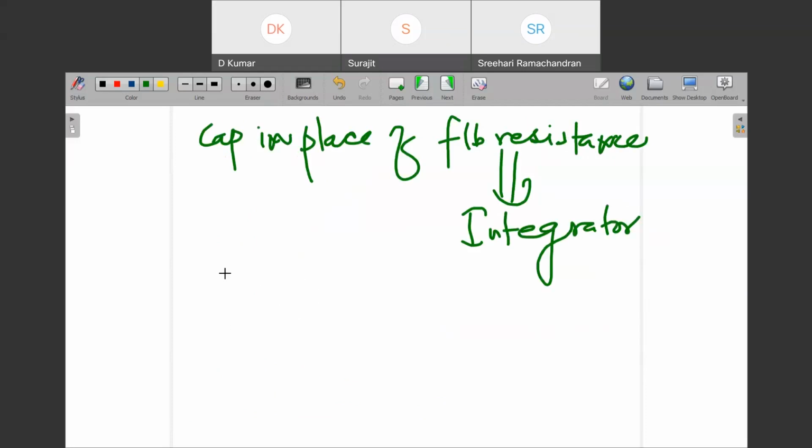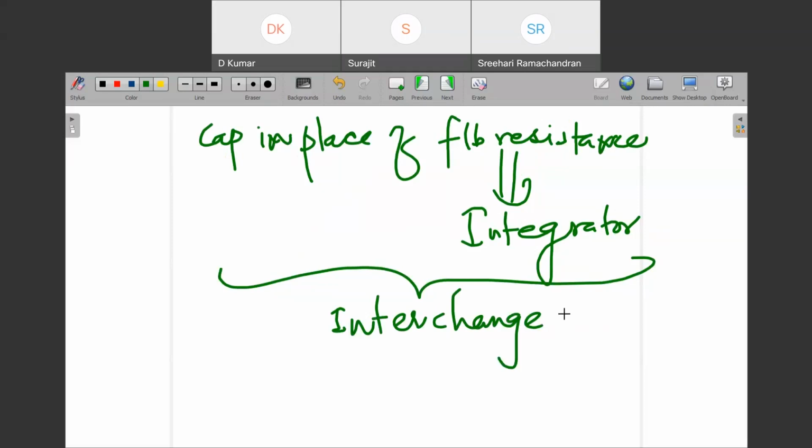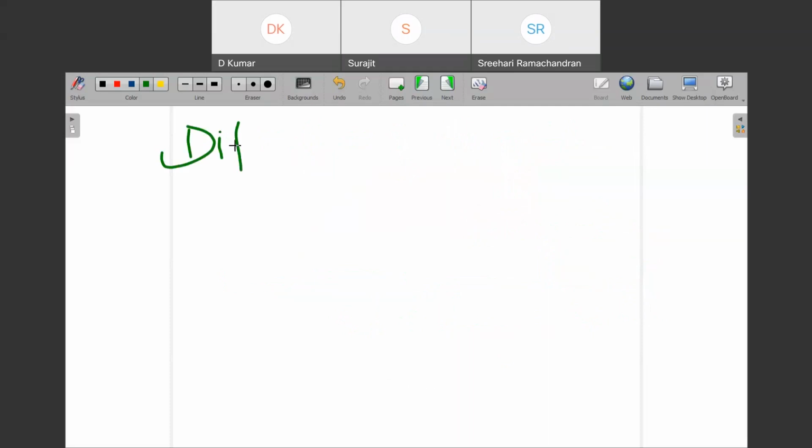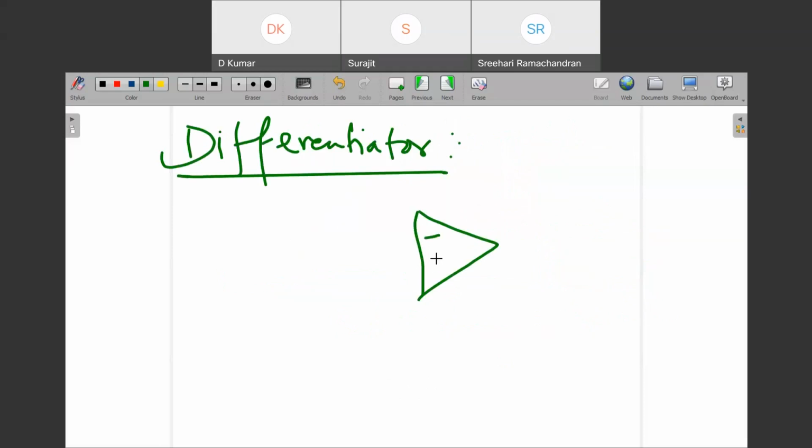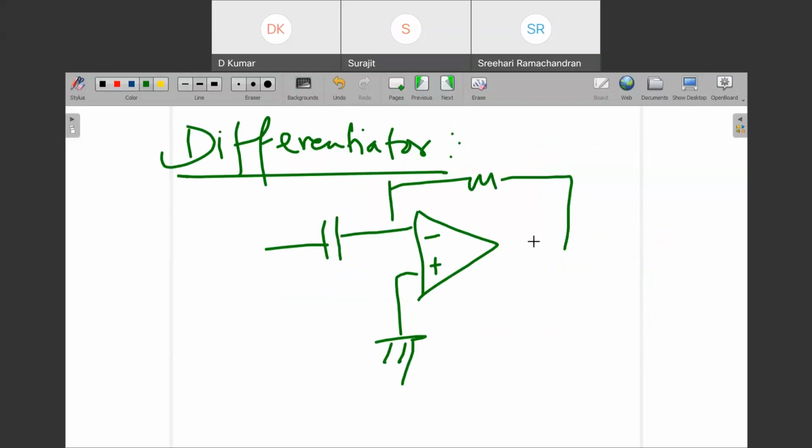And if you interchange RF and C, what will happen? It will give you a differentiator. So write down the differentiator. Can you draw the differentiator? This is the differentiator. This is V in, this is V out. Have you drawn the differentiator here?